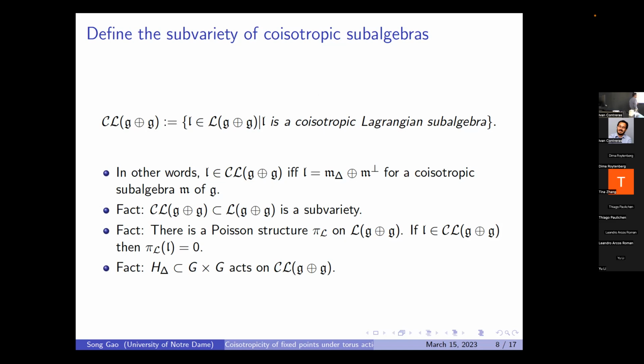One fact that may be interesting to Poisson geometers is that there is a Poisson structure pi L on the variety L. And moreover, if L is coisotropic, then the Poisson structure vanishes at coisotropic points. And there is a torus action on this variety, and the torus is the diagonal copy of H inside G cross G, where H is a fixed maximal torus of G.